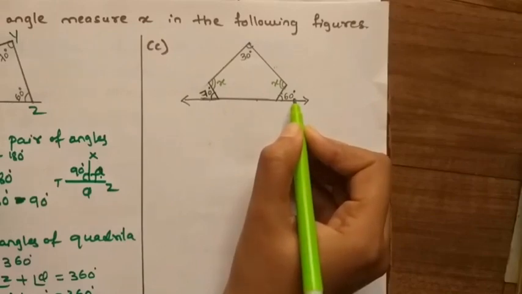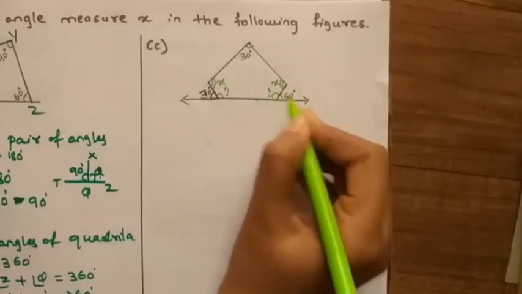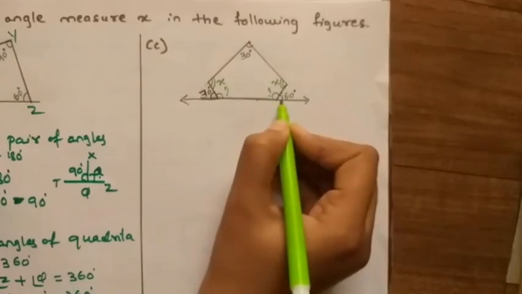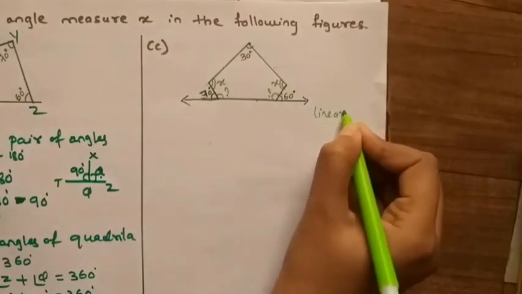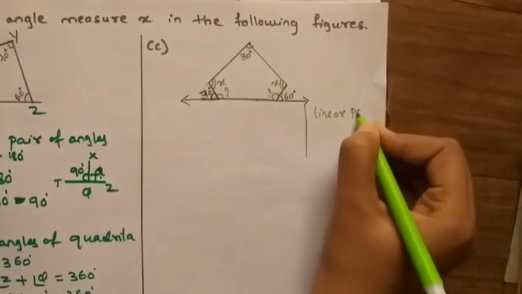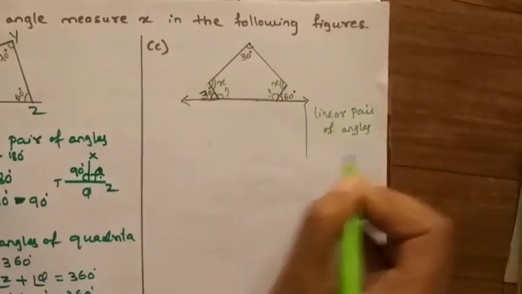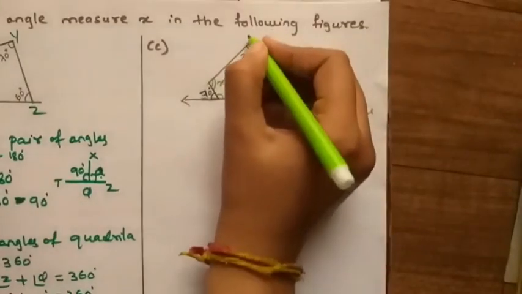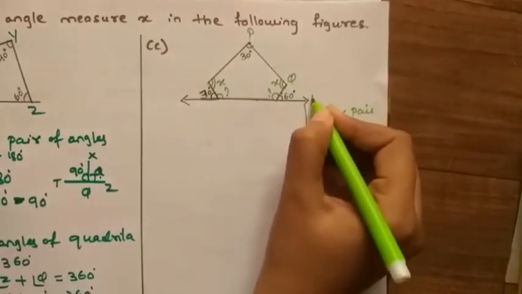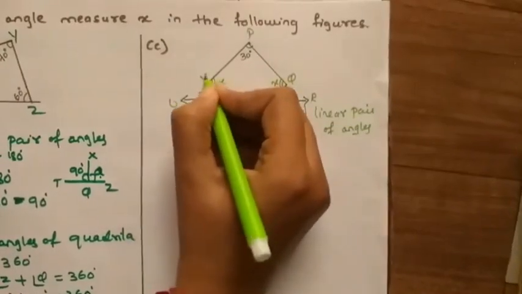So this means first step is we have to apply the linear pair angle. Using linear pair angle, we have to find these two values. Okay, we have to find these two angles. First apply here linear pair angle. I am applying which condition here? Linear pair of angles. So first we have to label the figure P, Q, R, S, T, U, V.